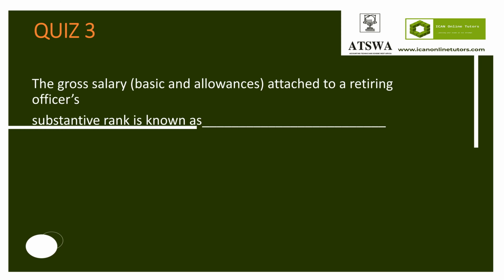So the gross salary, that is basic and allowance attached to a retiring officer's substantive rank, is known as pension fund emoluments. Pension fund emoluments is the answer.